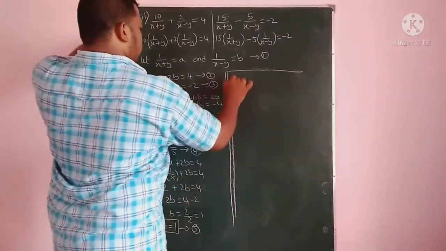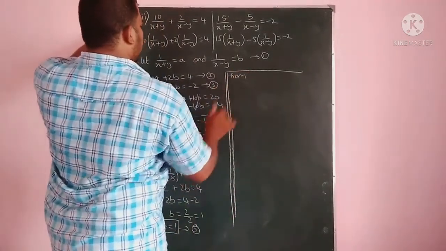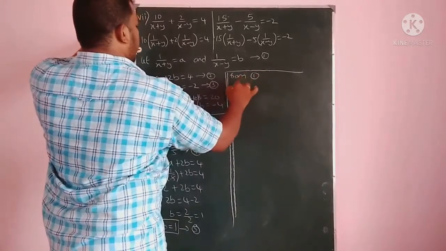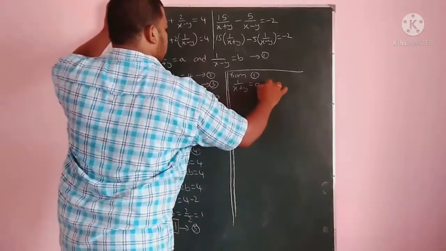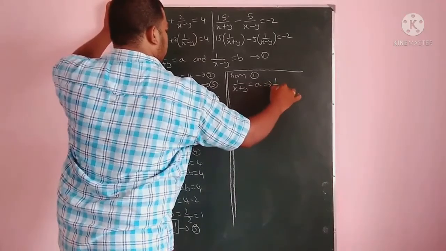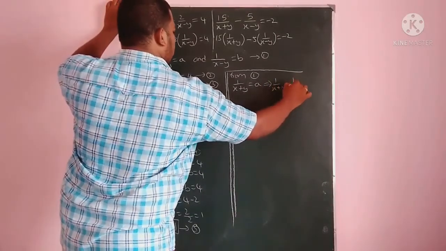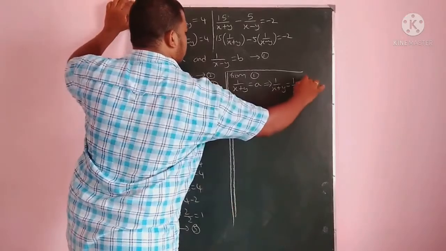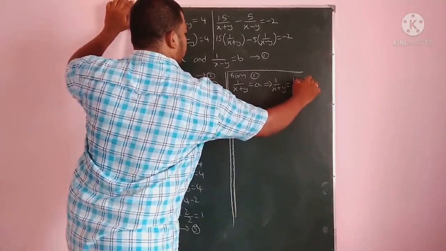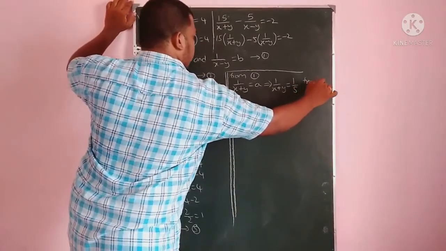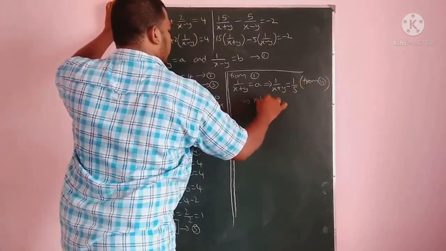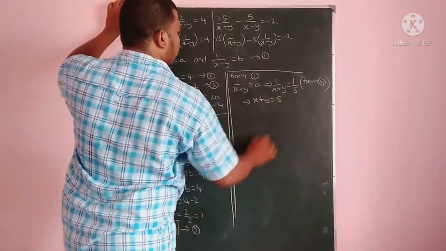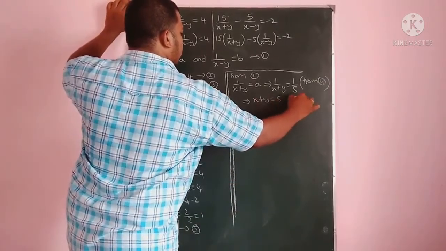So from 1, what we can write? 1 by x plus y is equals to a. So 1 by x plus y is equals to 1 by 5. This is from 4. So that implies x plus y is equals to 5. And let it be some 6.